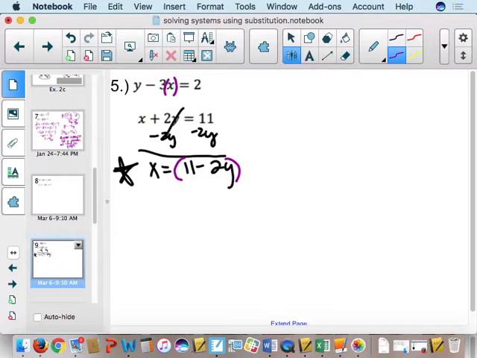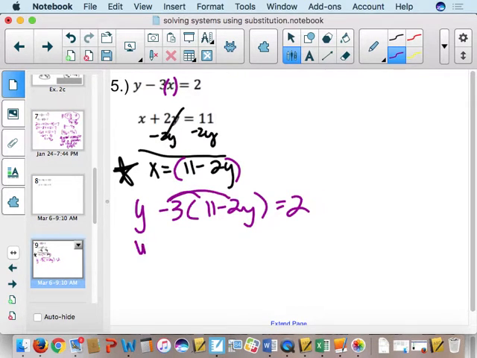I'm going to go ahead and go through the steps for finding your final answer for number 5. So like we already said, we're going to take this 11 minus 2y and plug it in for x. So that first line is going to look like y minus 3 times the quantity 11 minus 2y equals 2. So we do have a negative 3 that we need to distribute. So we're going to have y minus 3 times 11 is going to be negative 33, and negative 3 times negative 2y, which is positive 6y.